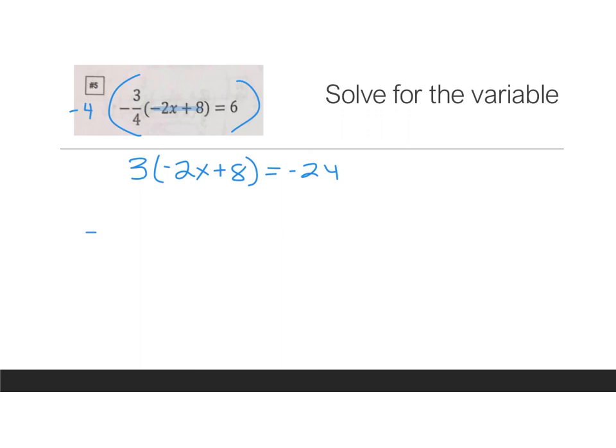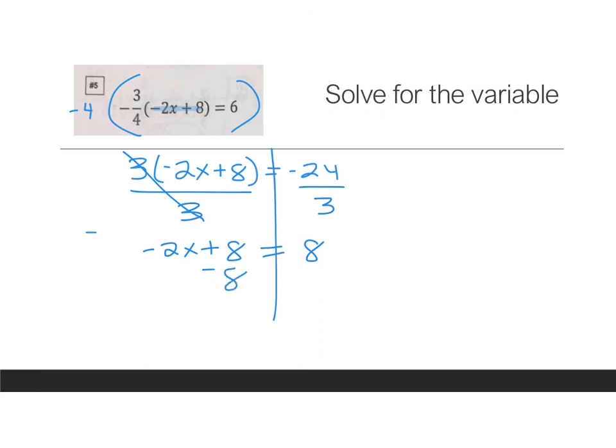Okay, I'm going to solve this one a little bit differently than we did before. I'm actually not going to distribute. I'm going to divide the entire thing. I'm going to divide this whole thing by 3 first to get rid of the 3 on the outside, which means I need to divide this by 3 as well. So what I'd be left with is -2x plus 8 equals, and then -24 divided by 3 is going to give me 8. And then I'm going to continue to solve my problem.